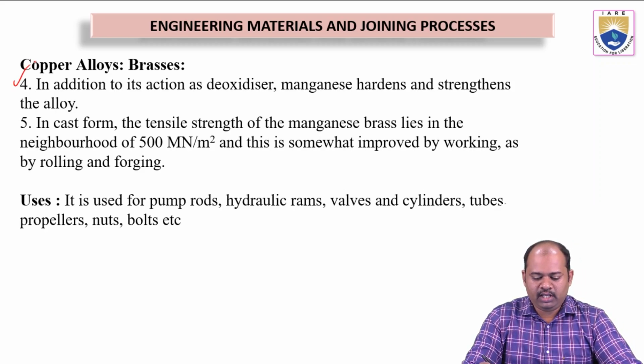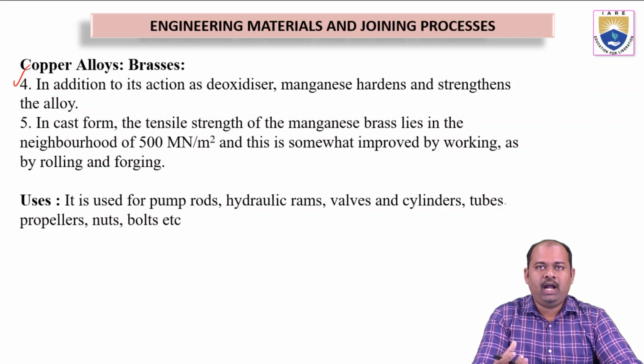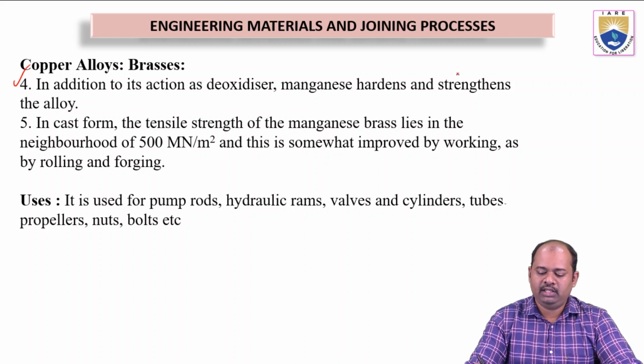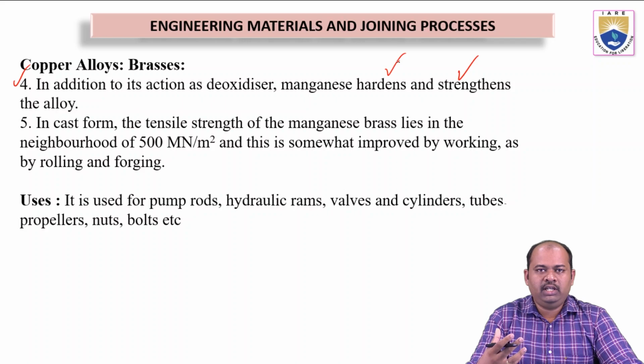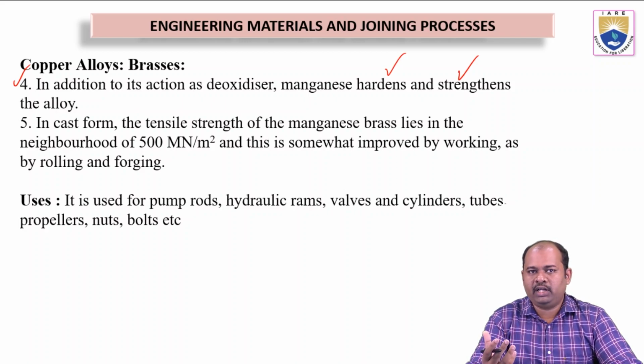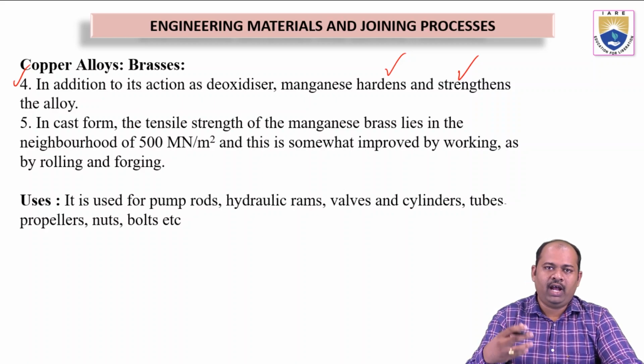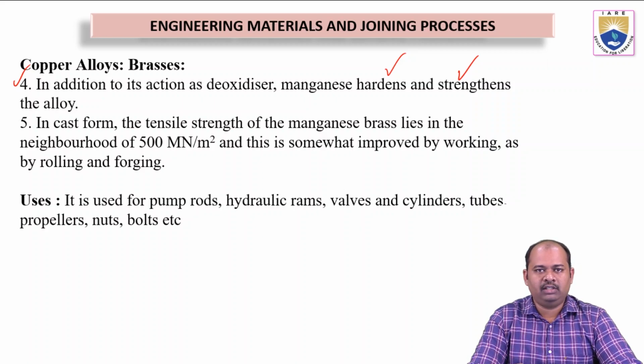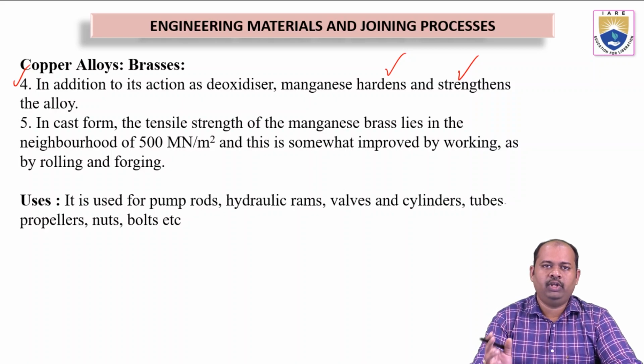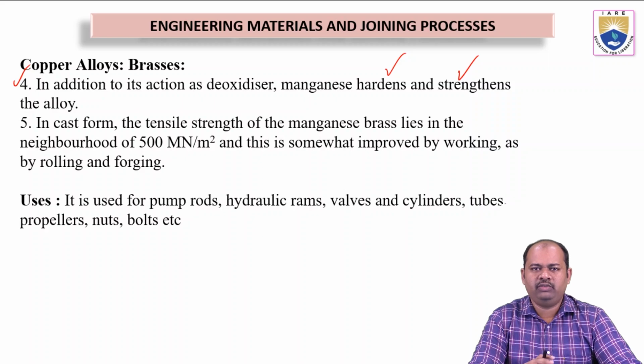In addition to its action as deoxidizer, manganese hardens and strengthens the alloy. So when we add manganese to copper, it not only increases the corrosion resistance, but also improves strength and hardness. Generally copper is a very soft metal. It has more ductile property. But when we want to use it in a place where we have to load more on these copper particles or copper bars, we have to go for manganese alloy. So when manganese is added to copper, it shows very good properties of high strength and high hardness.